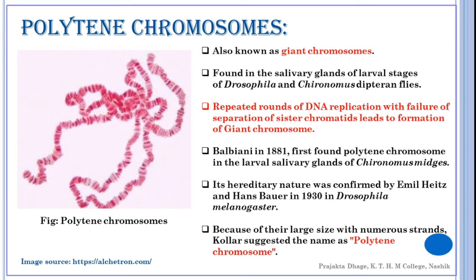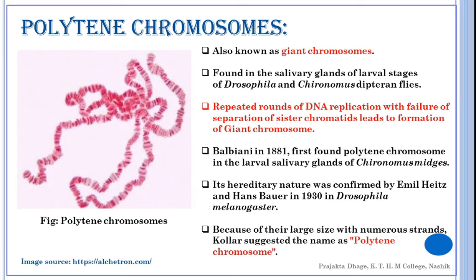Lampbrush chromosomes found in ovarian egg of Triton is also one of the type of giant chromosome. Balbiani in 1881 first found the polytene chromosome in the salivary glands of Chironomus. Now, its hereditary nature was confirmed by Emil Heitz and Hans Bauer in 1930. Now, this work was done in Drosophila melanogaster.